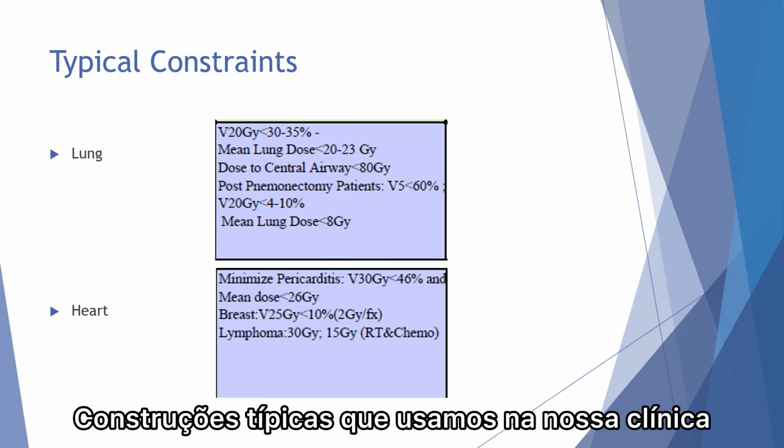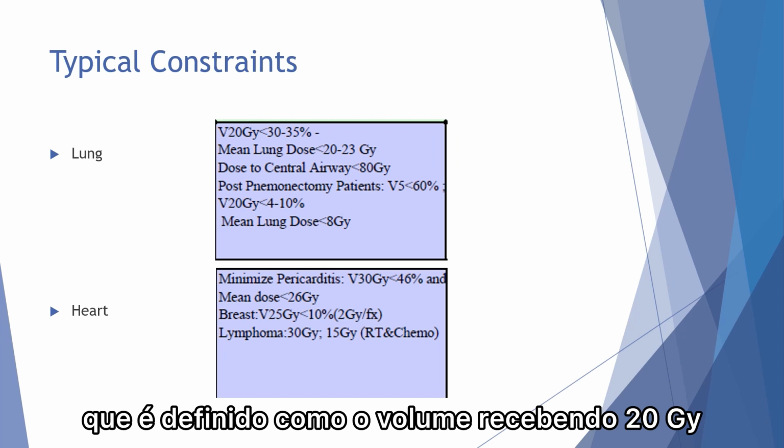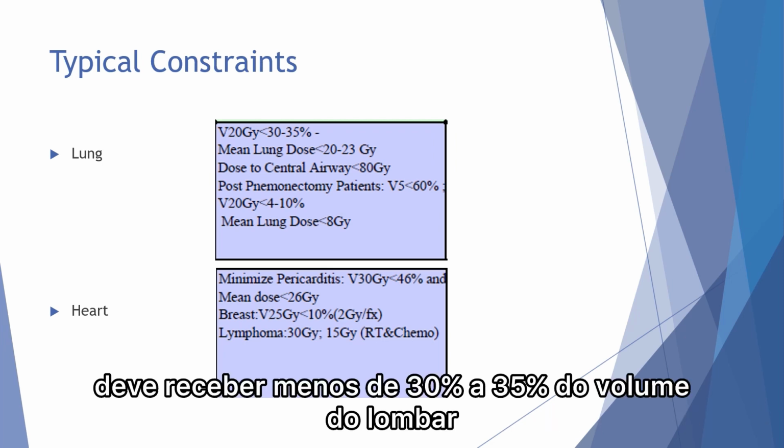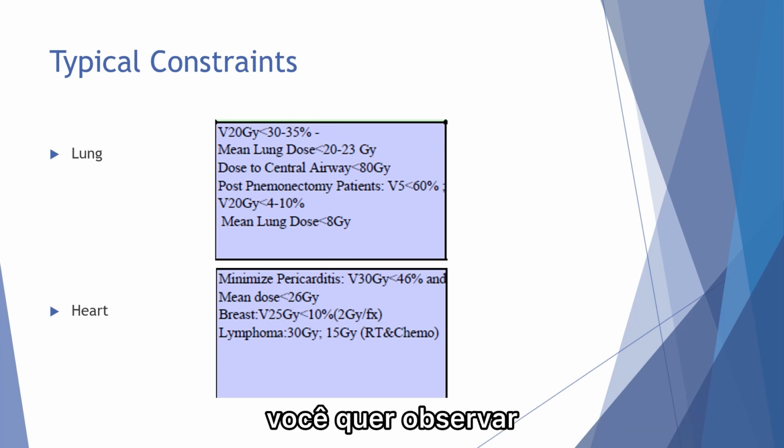Typical constraints that we use in our clinic, we take from QUANTEC values, and the V20, which is defined as the volume getting 20 gray, should receive less than 30 to 35% of the lung volume, or the lung mean dose is between 20 to 23 gray. Also, with the heart, you want to watch where the mean dose is of 26 gray and the V30 less than 46.